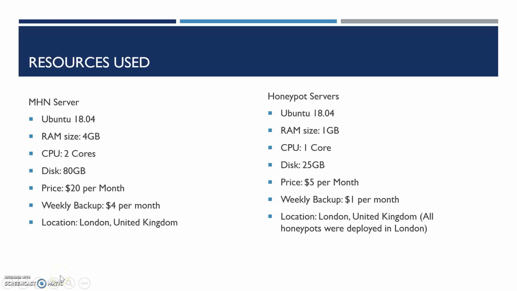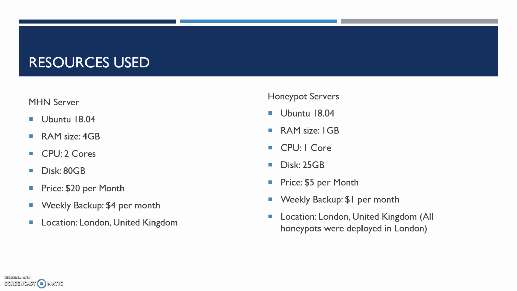Right, so for this experiment, the resources I used were, for the MHN server, Ubuntu 18.04 with a RAM size of 4 gig and a disk space of 80 gigs. I used a $20 per month package offered by DigitalOcean. I also enabled weekly backups for an additional $4 per month.